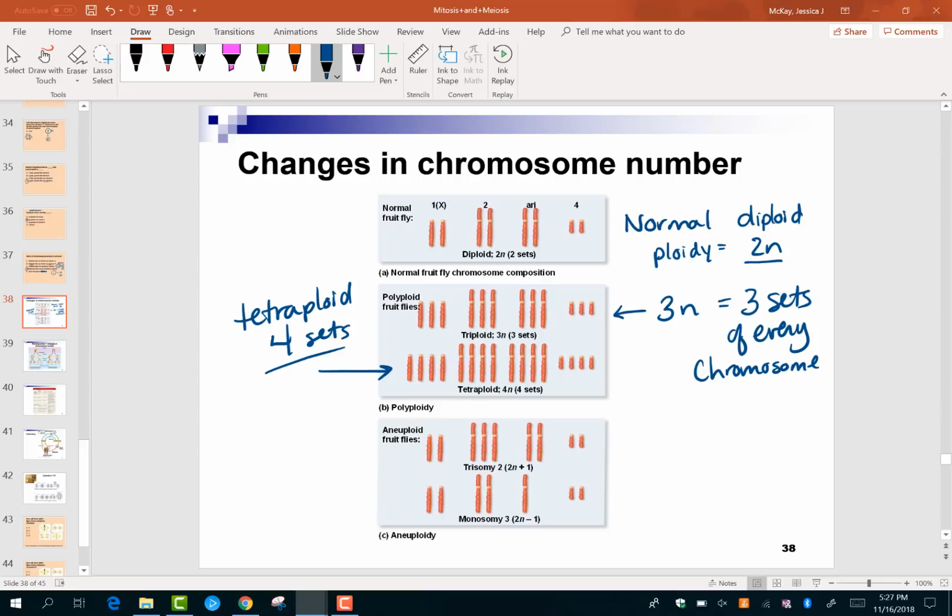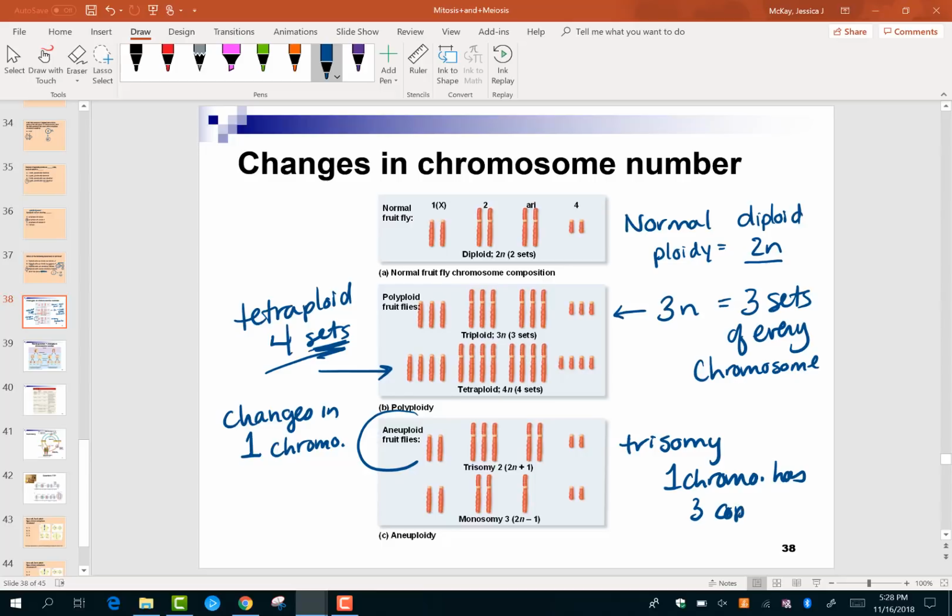What we talked about one of the earlier days is the term aneuploidy. And aneuploidy means changes in 1 chromosome, not the whole set. Okay? So trisomy means 1 chromosome has 3 copies. And monosomy means 1 chromosome has 1 copy. Okay? Compared to the normal diploid.